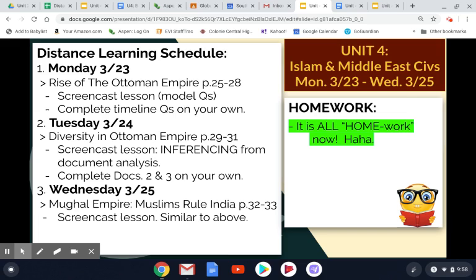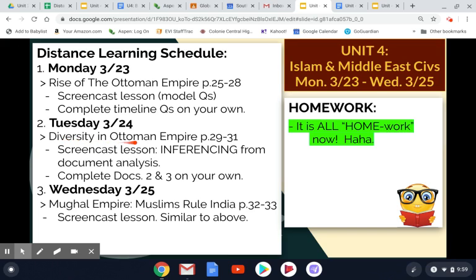So this is all in our Unit 4 packet. We're going to be finishing off our Unit 4 packet pages this week. But today we'll be focusing on Rise of the Ottoman Empire, pages 25 to 28. So if you don't have your packet out yet or pulled up on your screen, take a second to do that. I'll go over a couple of the questions with you to get you started. I'll model some of those things and give you some example responses. And then most of the timeline questions you'll see on those pages, I'm going to have you guys do on your own.